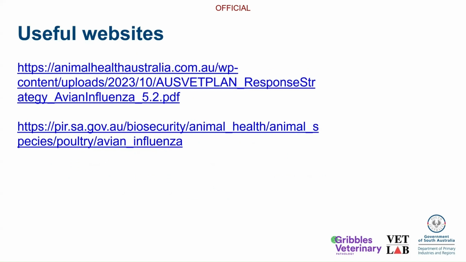These are just a couple of links, and there'll be further links at the end of the presentation. Animal Health Australia, obviously the AusVet plan. This is primarily in the event of an outbreak, but essentially some of the information in the presentation I have taken from that document, in particular the personal protective wear, the range of clinical signs, and the types of samples. So those swabs can be taken either from live or dead birds, as we've discussed. And obviously the PIRSA website also has a range of resources for avian influenza.